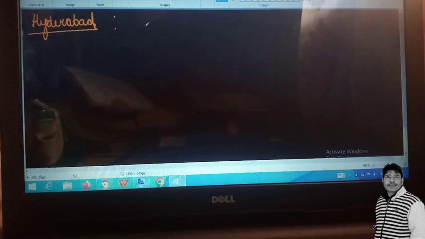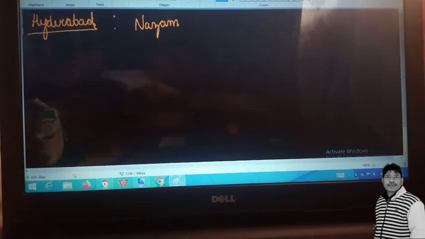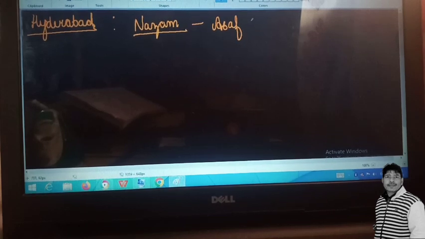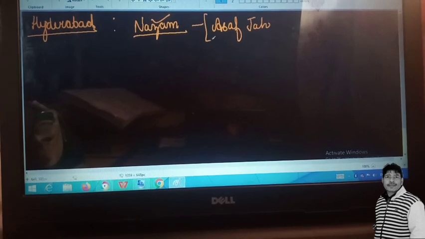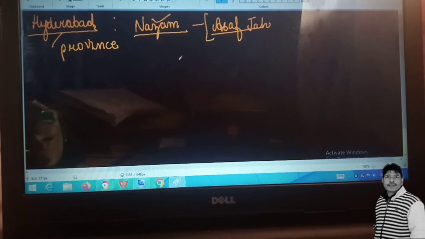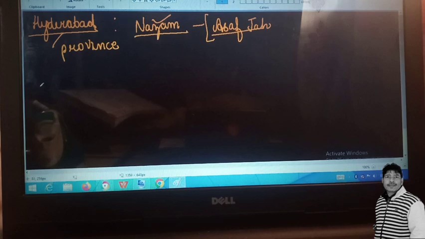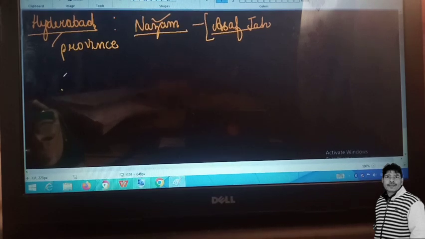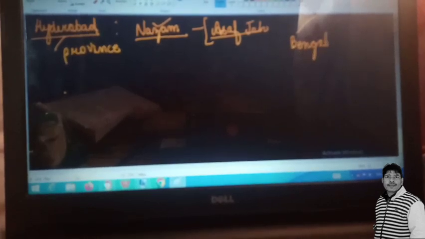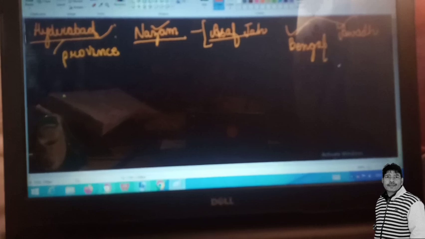Hyderabad. It was the kingdom set up by Nizam ul Mulk, whose name was Asaf Jah. Earlier it was a province of the Mughal Empire, but later on, after the death of Aurangzeb, it gained its independence and was formed as a kingdom. Like Hyderabad, we have two other states, Bengal and Awadh. Along with Hyderabad, Bengal and Awadh were also earlier Mughal provinces which gained their independence from the Mughal kingdom.